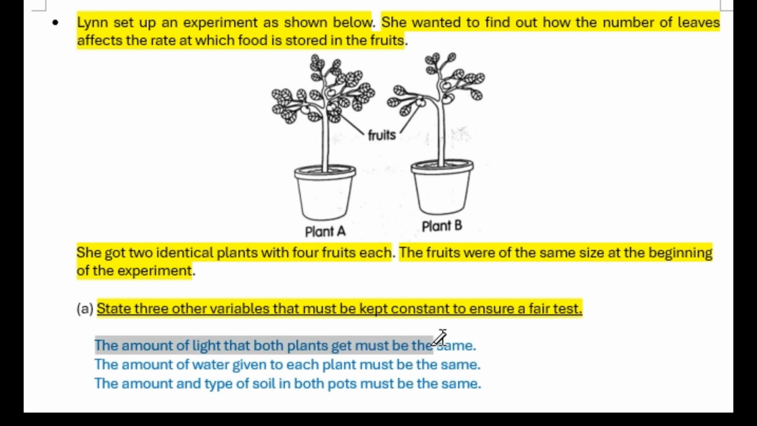The amount of light that both plants get must be the same. The amount of water given to each plant must be the same. The amount and type of soil in both pots must be the same.